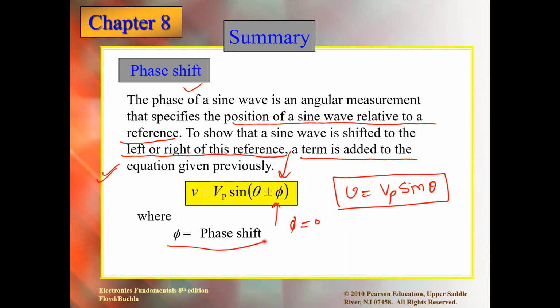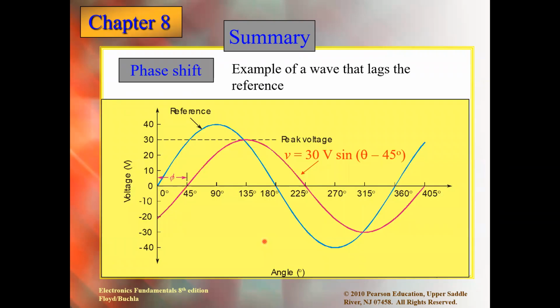Let's take an example to understand how we can find the value of phi. Look here. The blue one is our reference waveform. You can see this reference waveform is starting from the origin, this point, and the red one is our example waveform, for which we are trying to find the phase difference. In this example, you can see that the waveform lags the reference.